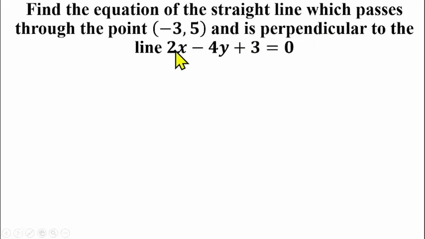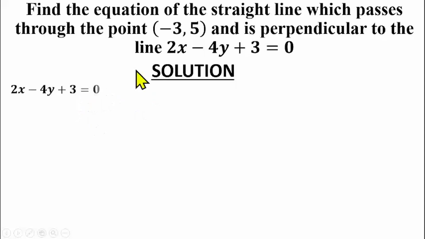If I can find the gradient of this straight line, then I can use it to find the gradient of the second line I'm looking for. Then after knowing the gradient of the second line, I can now find the y-intercept. So how do we go about that? Let's find the gradient of this straight line first.